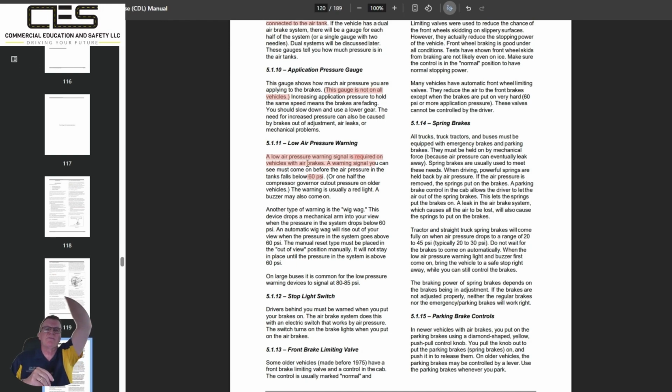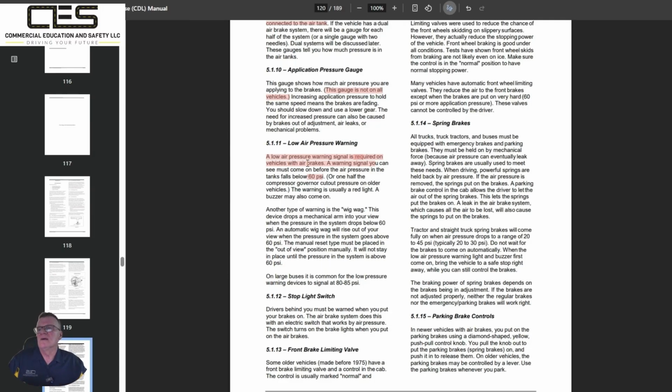What it was, it set up here by the top of your windshield, and when your air pressure built up, you flip it, it's a metal flag. They call it a wig-wag. You push the flag up, and as long as it stayed up, you had air pressure. If it fell below 60 psi, that metal flag would come down and pop down in your field of view, so you could see that you had low air pressure. So that was your warning.